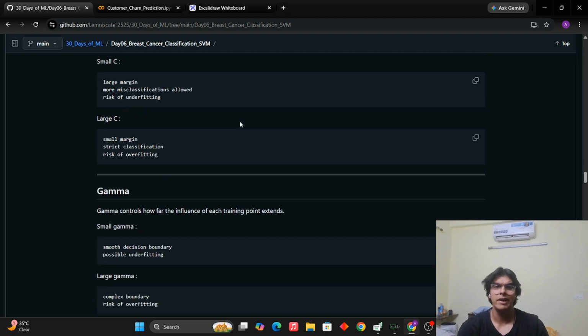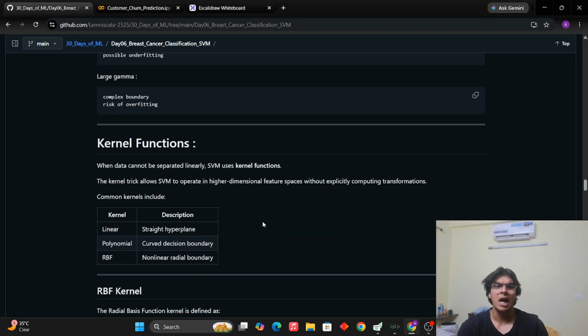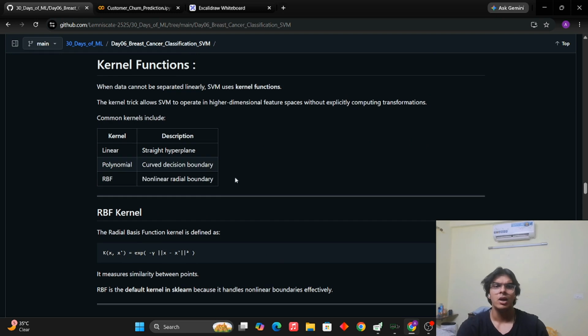This is the same that I explained, how different values of C, gamma, and kernel control the model. Okay. So linear is the straight hyperplane that I drew for you guys. Polynomial means a curved decision boundary. RBF means a non-linear decision boundary. Okay.